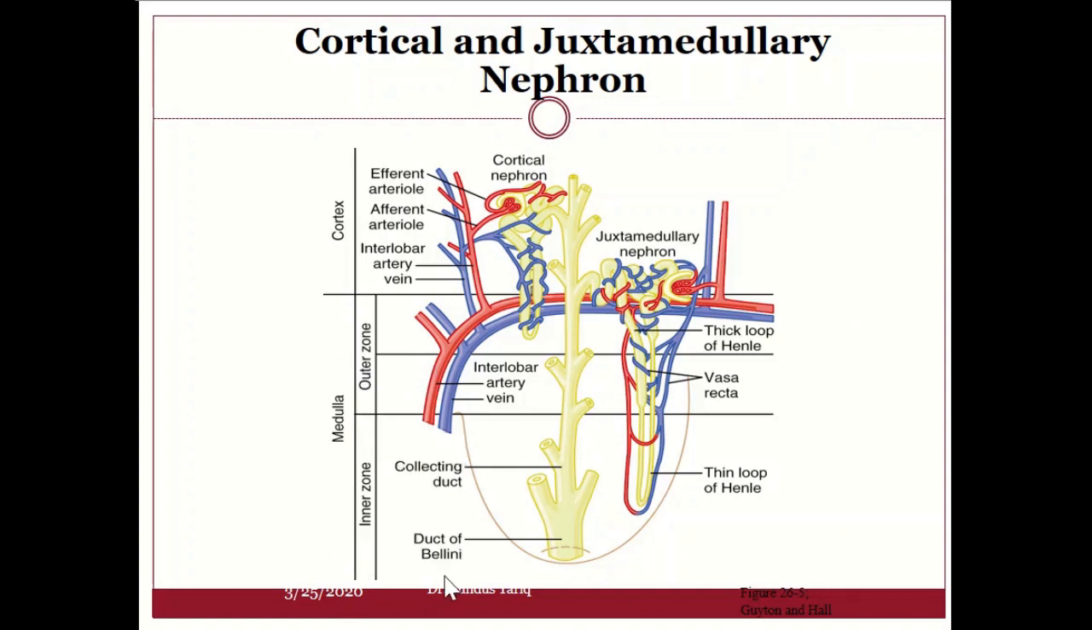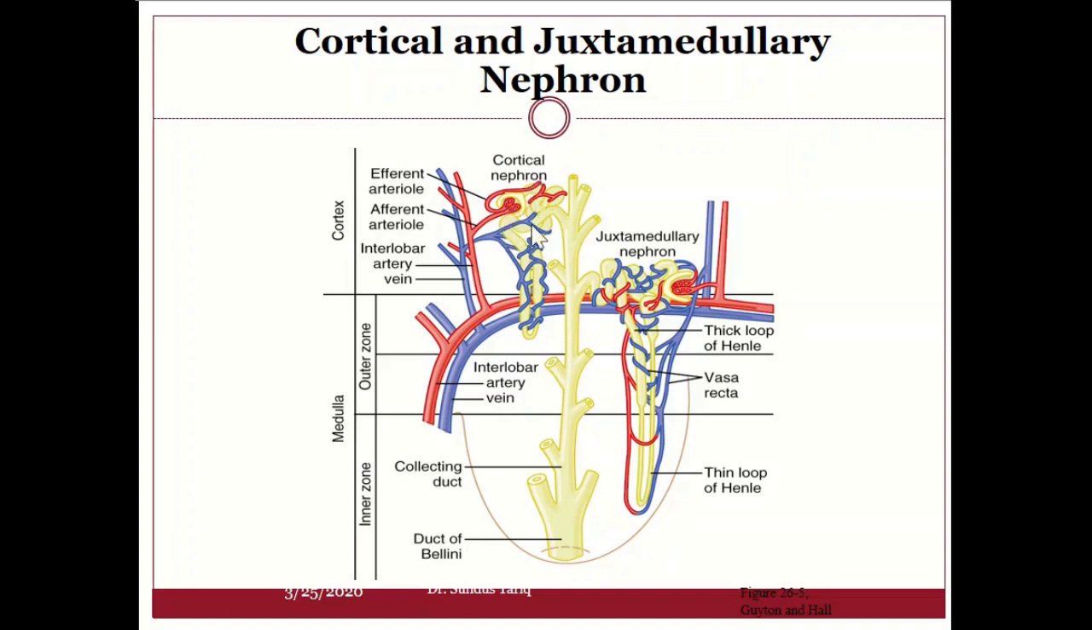So the cortical nephron is mainly located in the cortex. As you can see here, it is located near the outer cortex, while the juxtamedullary nephron is located near the medulla. Remember that the Bowman's capsule and the proximal and distal convoluted tubules are located in the cortex but near the medulla, while in the case of the cortical nephron, this is located near the outer cortex.